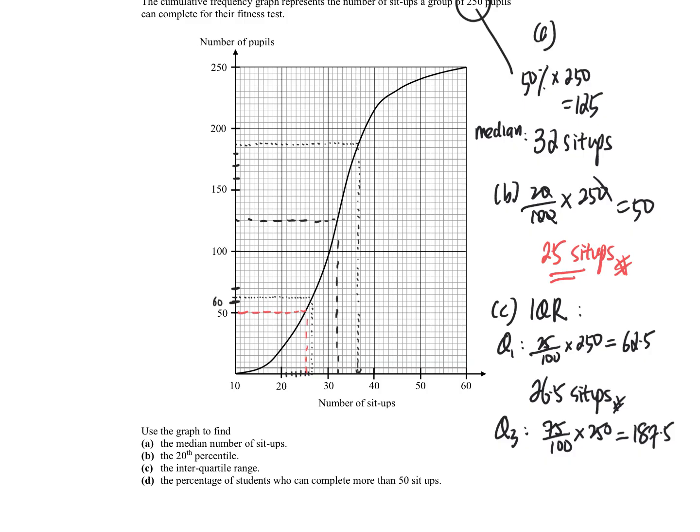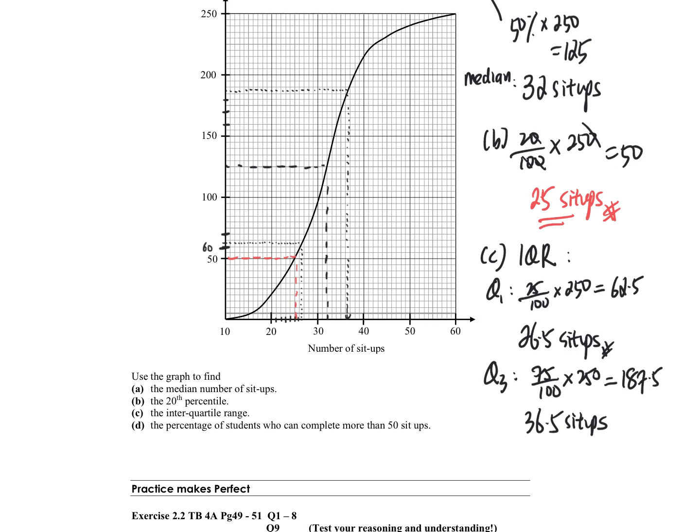35, 36.5. Oh my god. Okay, so if you read carefully, your IQR is 36.5 minus 26.5, which is a magic 10. 10 sit-ups. You okay or not?